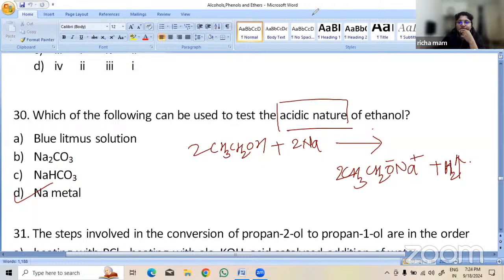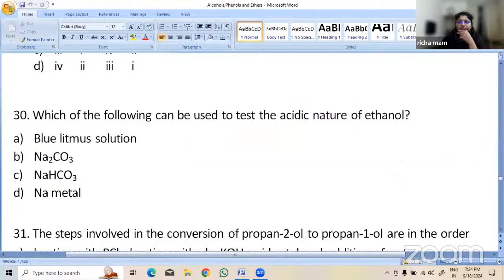Option number D. Yes, Sri Varuni has answered it correct. Option number D is the answer. Okay, let us go for the next one.